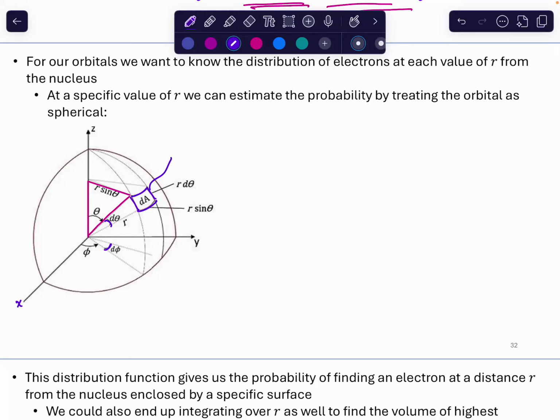We'll call that arc length 1, and that's going to be my r d theta. And then arc length 2 is going to be r sine of theta, that distance out from the z-axis, and then it's going to be d phi.